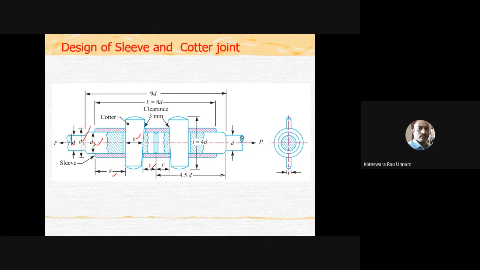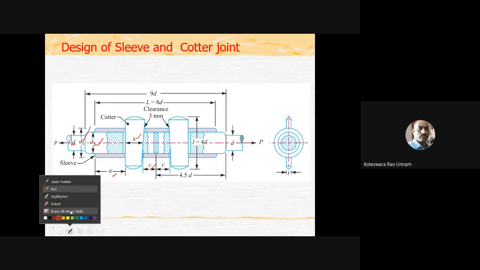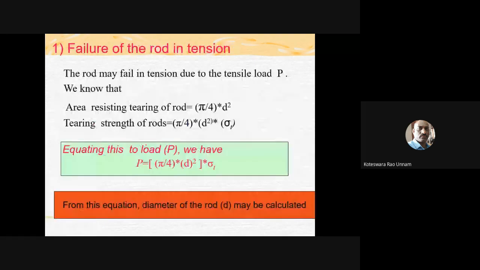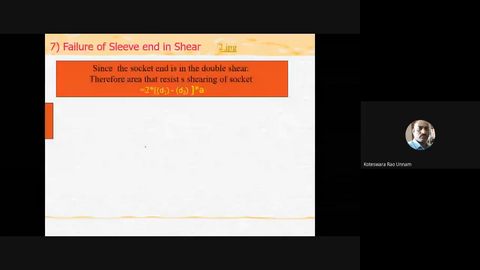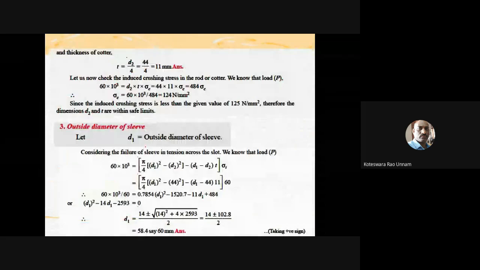For that you should know the failure criteria to find the dimensions. And also once you have calculated that, you need to check the crushing stress also, whether the crushing stress is within the given allowable limit or not. You need to verify that also. Now first, to find d, you need to consider the tensile strength of the rod, or the tearing strength of the rod. Let's go to the problem.